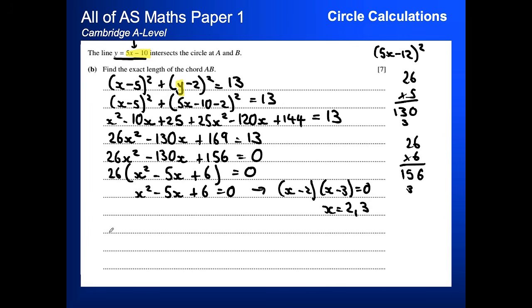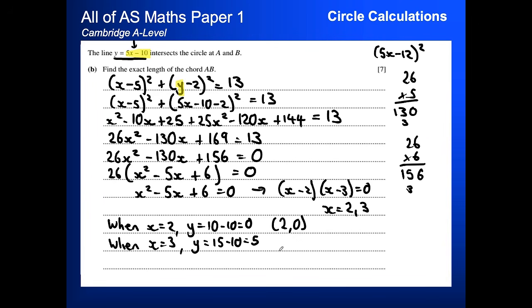So when x is 2, y is equal to 10 minus 10, which is 0. Okay, that's nice and easy. And when x is equal to 3, y is equal to 15 minus 10, which is 5. So we've found our two coordinates. We have 2, 0, and we have 3, 5. So those are our two coordinates that we have.